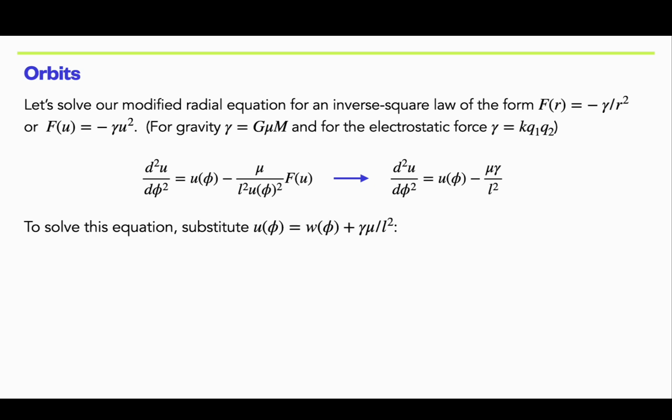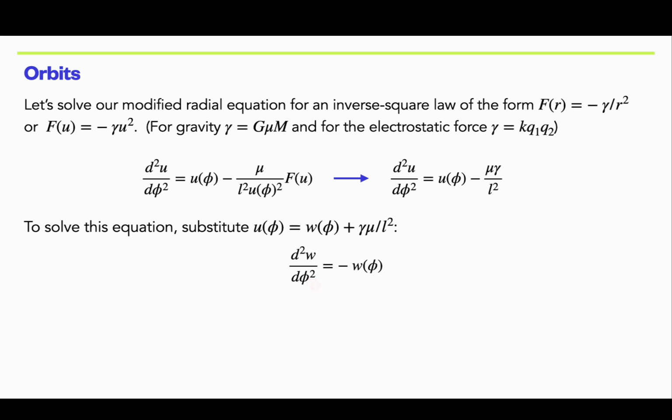We're going to do yet another substitution. So we're going to define the variable w is equal to u minus gamma mu over L squared, or in other words, u is equal to w plus that term. The reason for doing this is that we get a very simple equation. The thing on the right-hand side is just w. And the thing on the left-hand side is the second derivative of w with respect to phi.